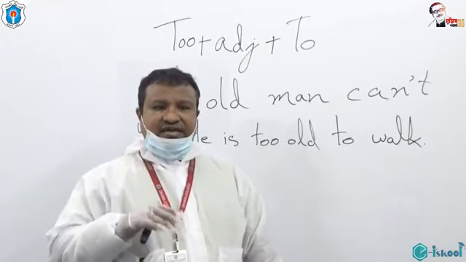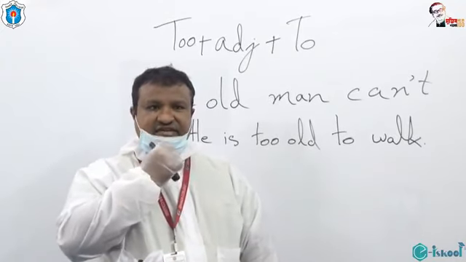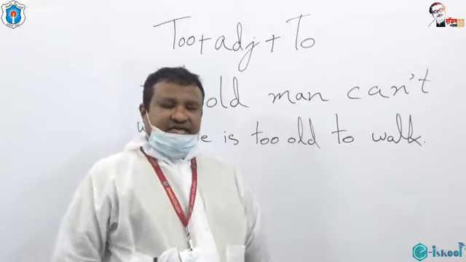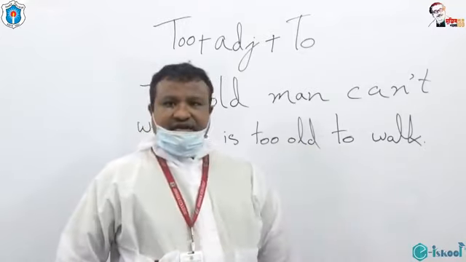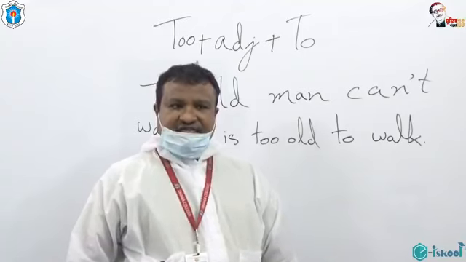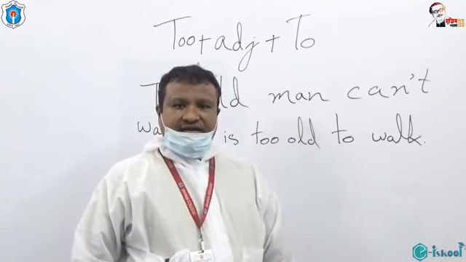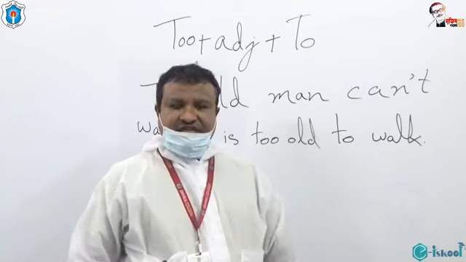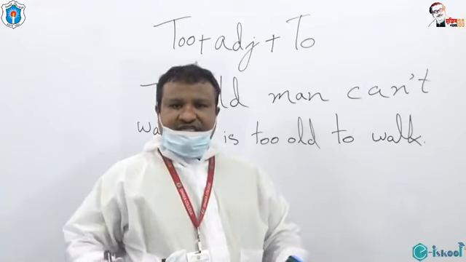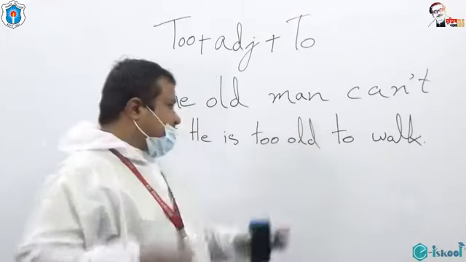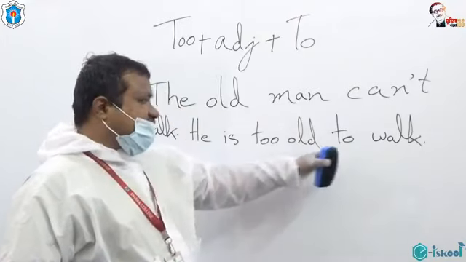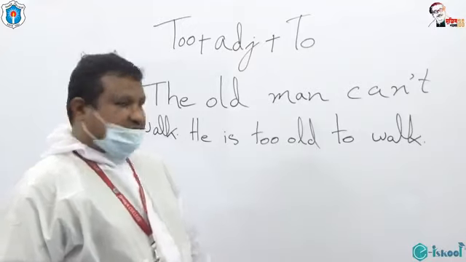Now, often we used to extend these things. Like, suppose you are writing that he is too old to walk in this burning heat. He is too old to walk because of his being old. That's up to you. But the basic structure is too plus adjective plus to plus main verb.